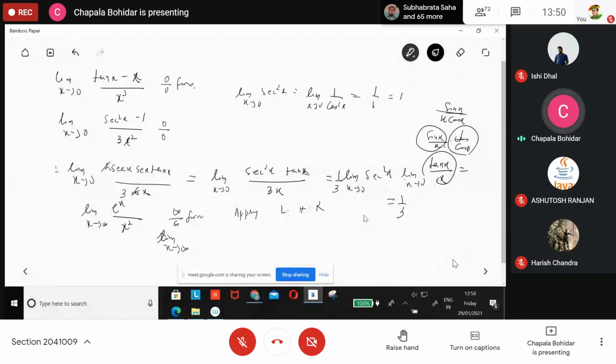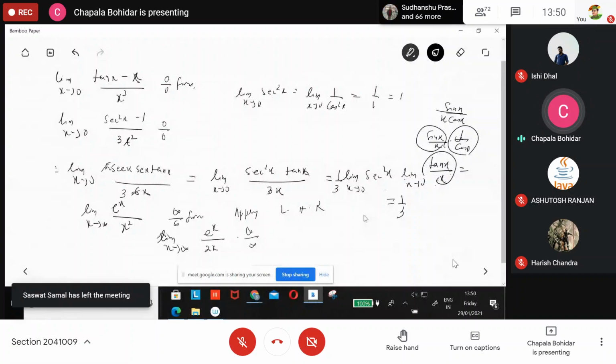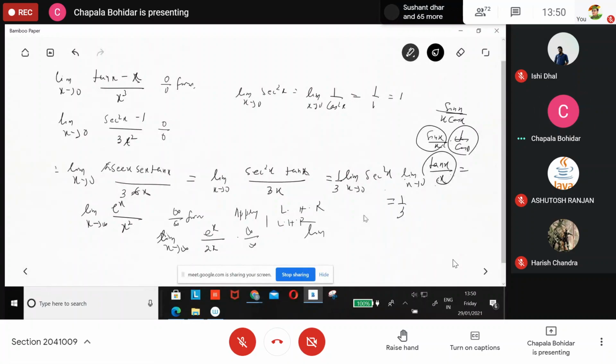X tends to infinity, what do you get here? By differentiation, you get e to the power x by 2x, is not it? Again, it is in the form of infinity by infinity. Then again, we have to apply L'Hospital rule. So we get e to the power x by 2. So what you get? Infinity. My answer is infinity. So like this, you try to see the examples.